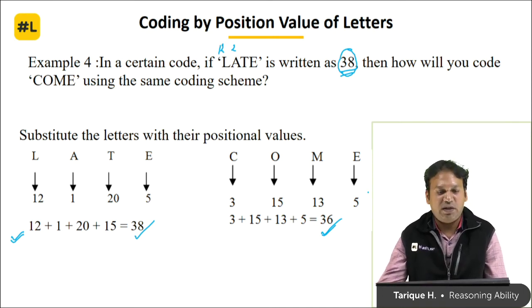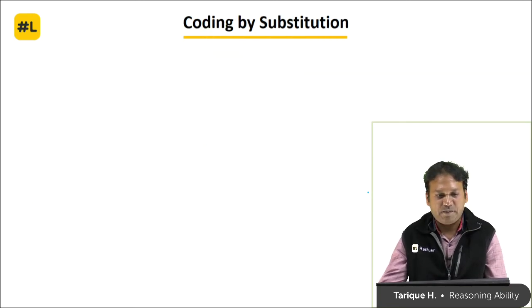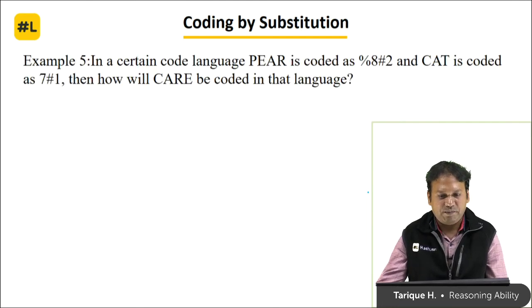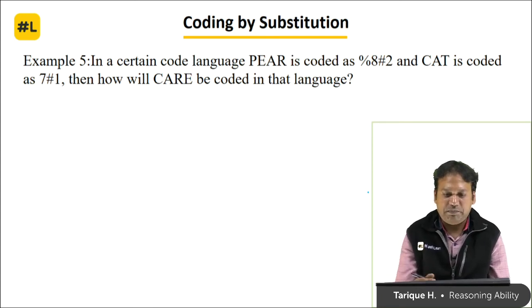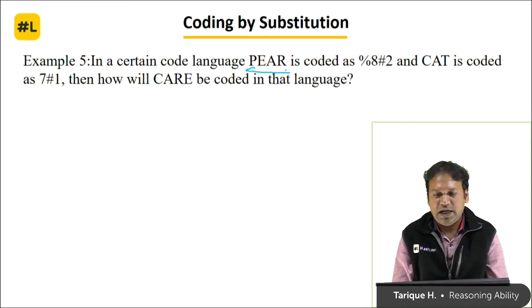So we will now go to the next type of question based on positional value of letters. Alright, so positional value we have done. Now we will move to the next type, coding by substitution. Let's see this question. In a certain code language, pair is coded as %8 #2 and cat is coded as 7 #1, then how will care be coded in that language?